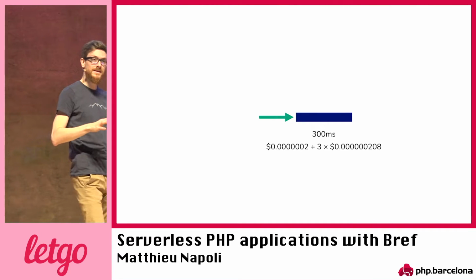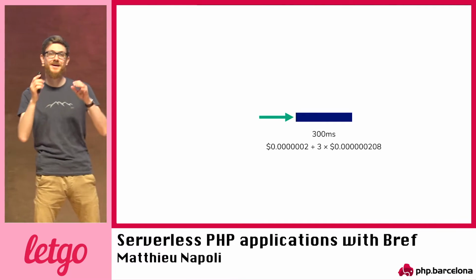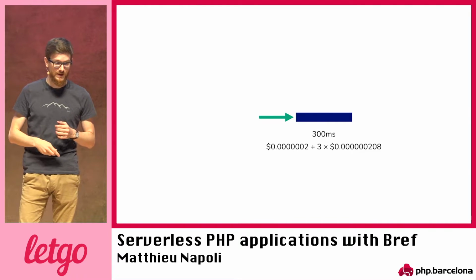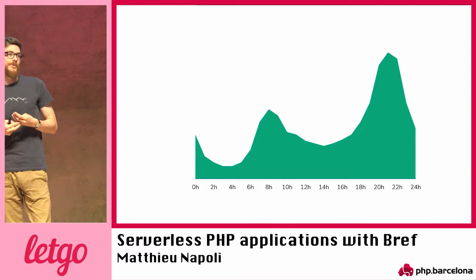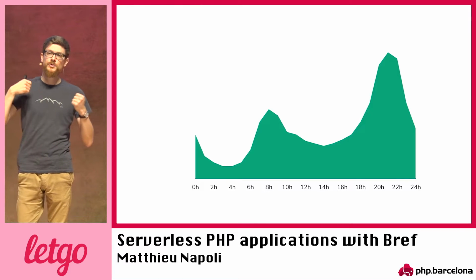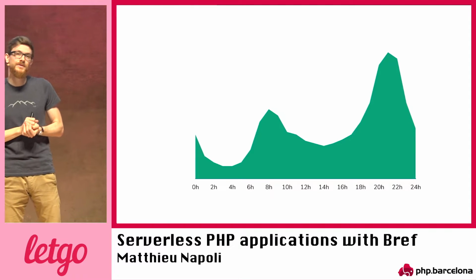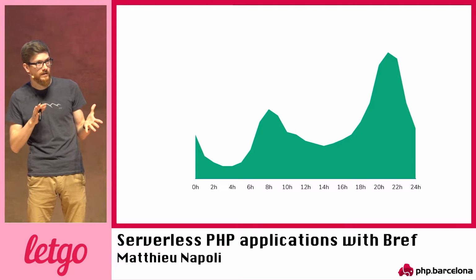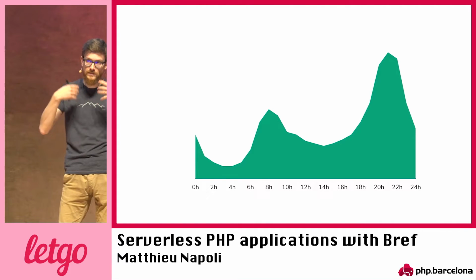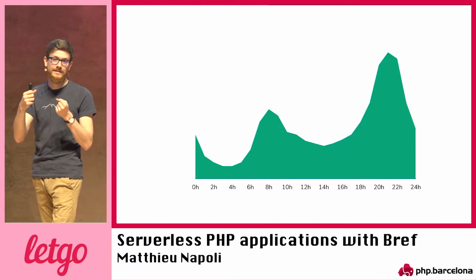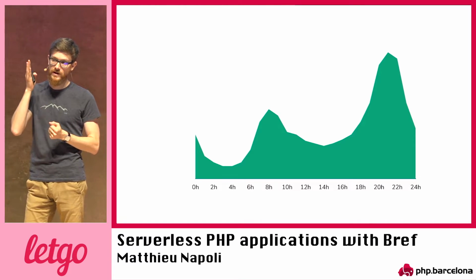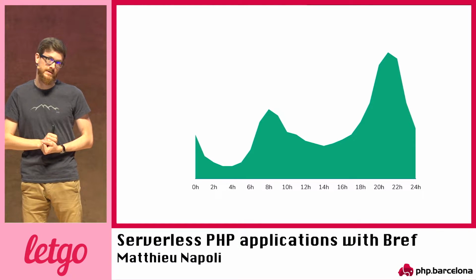Now, this is a little bit complex, I know, so I'll try to illustrate that differently. Let's say I have an application in production, an API or website, and the traffic looks a bit like this. So during the night, there is not so much traffic, and at 8 a.m., people start to wake up, and at 9 a.m., this is where I get the most traffic on the website.